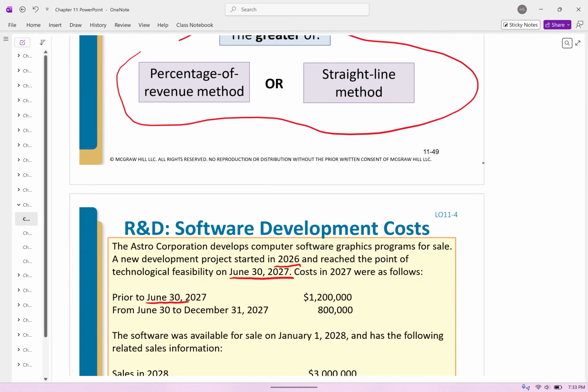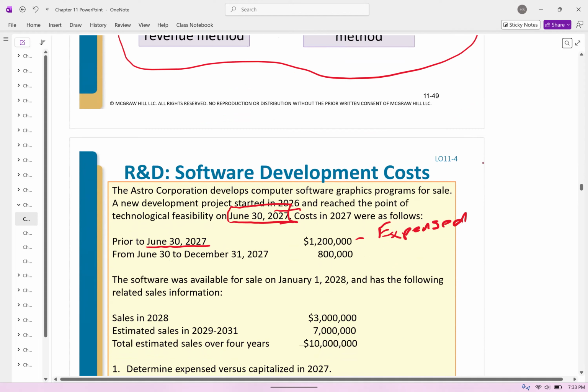Prior to June 30th, 2027, that is all going to be expensed. Okay, because this is like research and development, all of that gets expensed. Once it became technologically feasible, then we can start capitalizing what we have. So we were able to capitalize that 800,000. Okay. So they give us some information here.